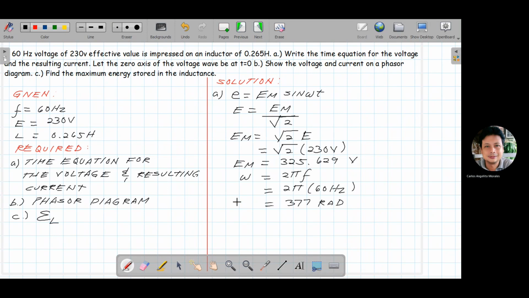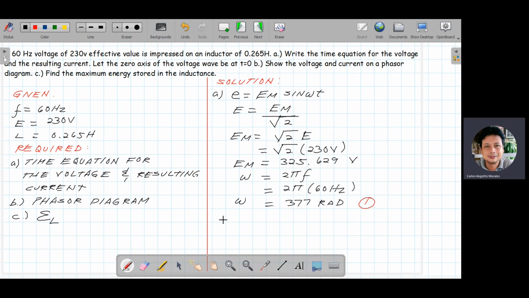Okay? Ito yung angular frequency niya. No? Ano pa kulang? Pwede na nating i-substitute sa equation ng instantaneous voltage. So, let's call this 1. Lagyan natin ng highlight. Okay. Then, let's start now with letter A.